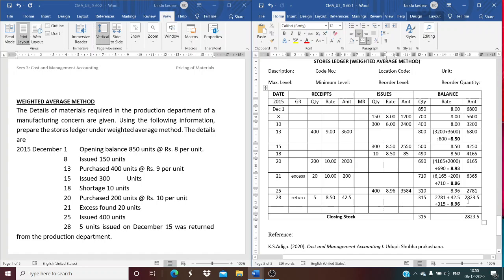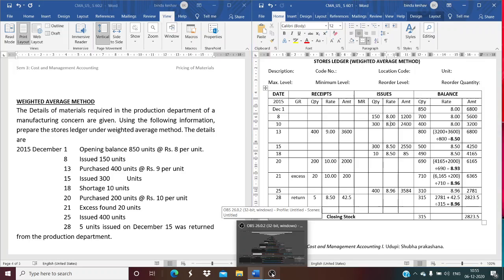So the value is 2,823.50. The closing stock will be 315 units, and the value of the closing stock as per the weighted average method will be 2,823.5. So here the stores ledger is prepared, wherein there were adjustments relating to shortage, excess, and the returns from the production department. Thank you.